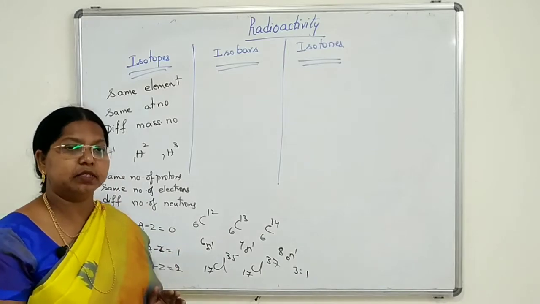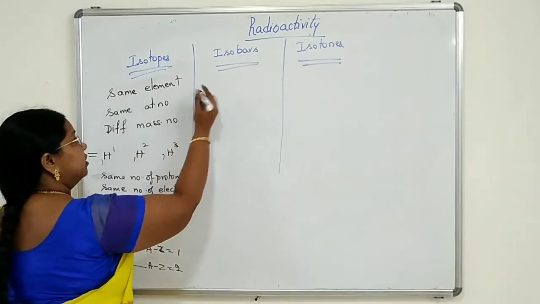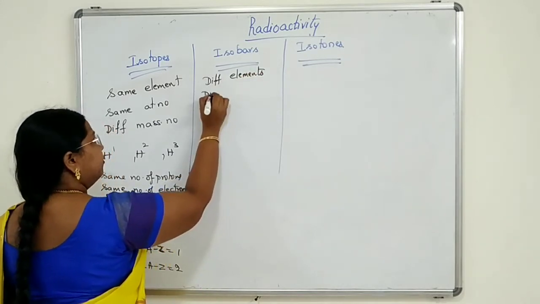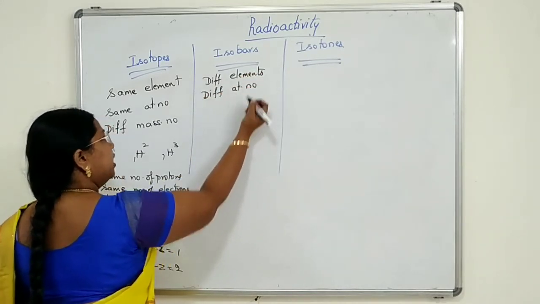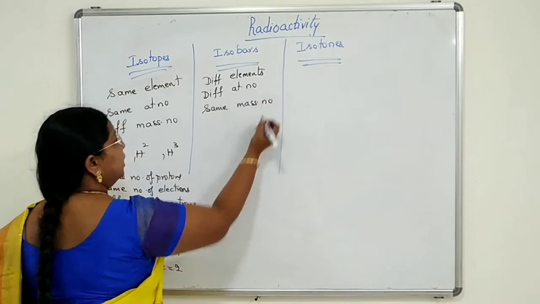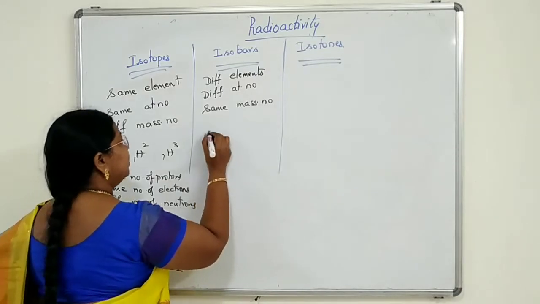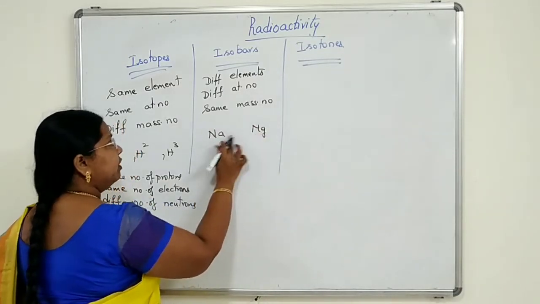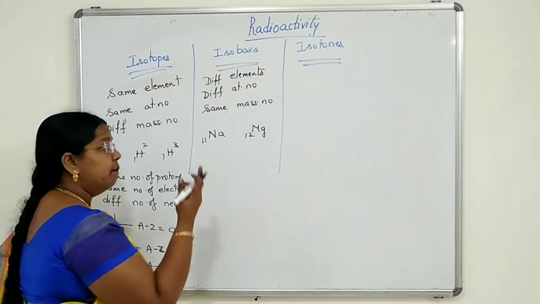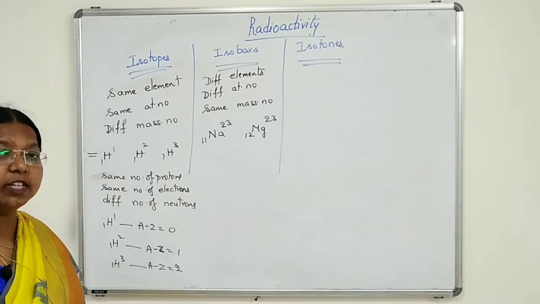We saw different examples. We'll go ahead and see isobars. Isobars, the counterpart of this: different elements, different atomic number but same mass number. Let us see the examples, you will get a clear idea. Sodium and magnesium, different elements, different atomic numbers, 11 and 12, but the same mass number. Yes, students?